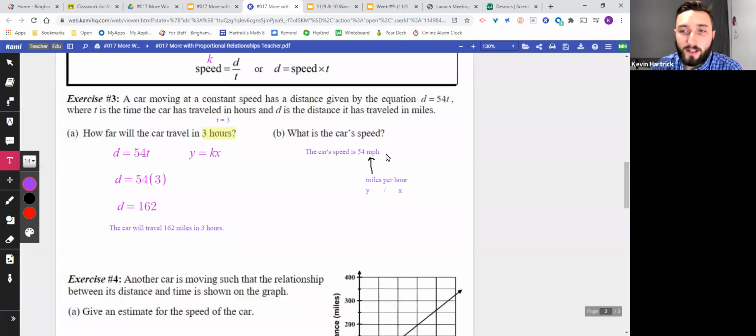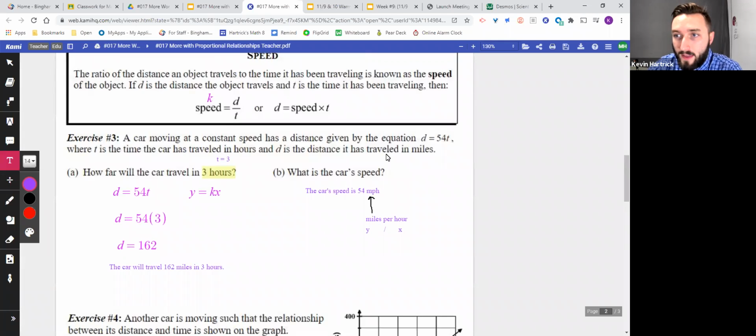All right, guys, so you tried B on your own. The car speed was given to us right in the problem. It said that it was 54t. 54 is our speed, right? That's the K. The K is the constant rate, the unit rate.